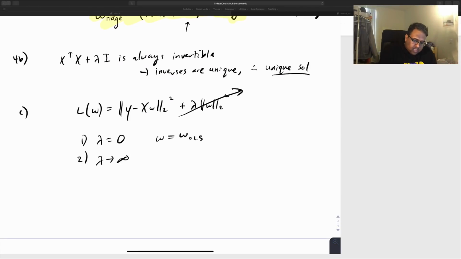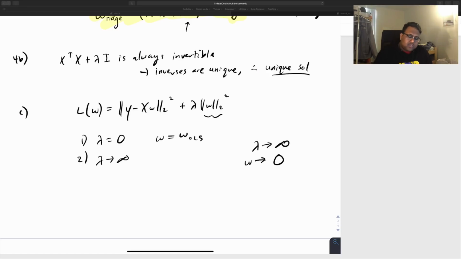Now, if we have lambda approach infinity, the penalty on the norm of w will become larger and larger. Remember, lambda is the penalty that we have on w. So the greater lambda is, the less complex our model will be. If lambda becomes bigger and bigger, our model will become less and less complex. And so as lambda approaches infinity, our model will approach the least complicated model, which is just 0.